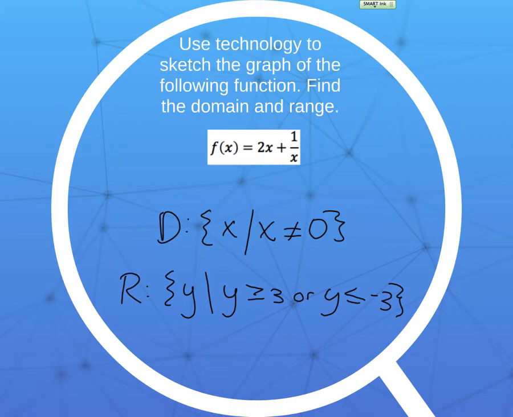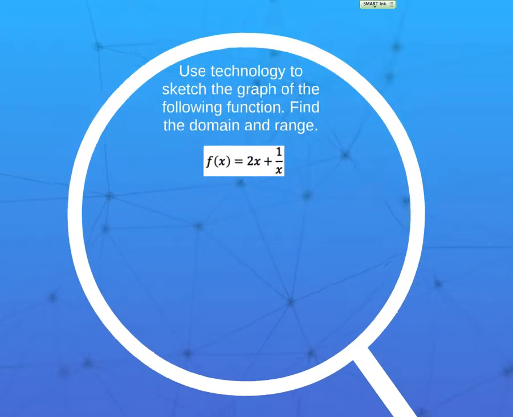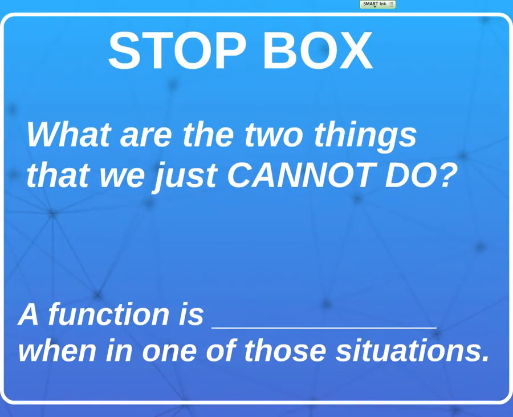We're going to just hit the stop box, and then you guys are going to get the assignment. But are there any questions or concerns you guys have right now for domain or range? Okay. Now, in the stop box, I just really wanted to drill in what are the things that we cannot do. We can't square root a negative. We cannot divide by 0.